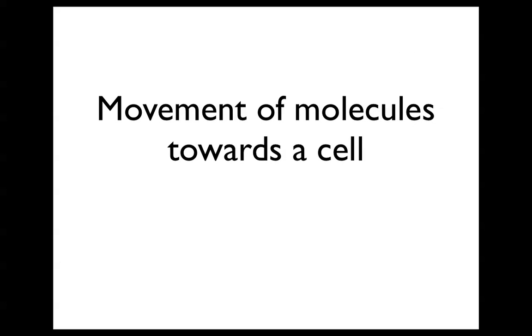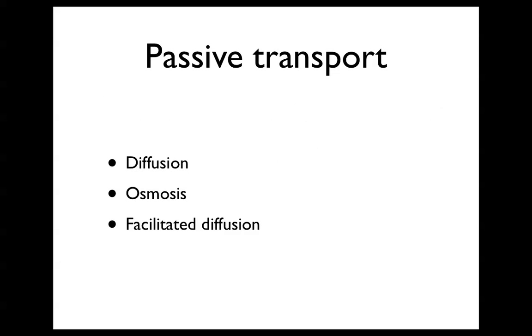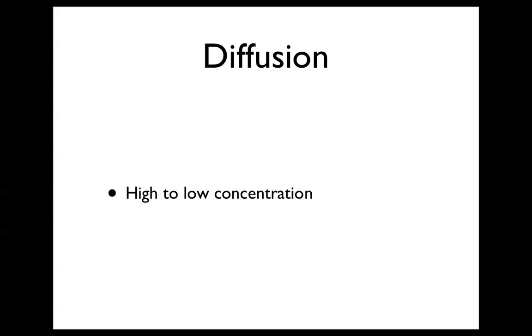I'm going to talk about the movement of molecules towards a cell. First of all, I'll talk about passive transport, which includes diffusion, osmosis, and facilitated diffusion. First of all, diffusion is the movement from high concentration to low concentration.